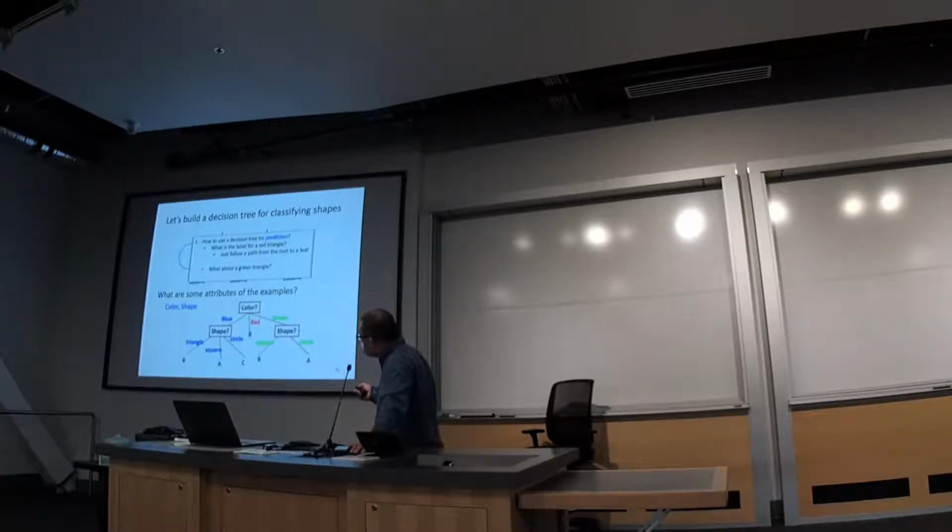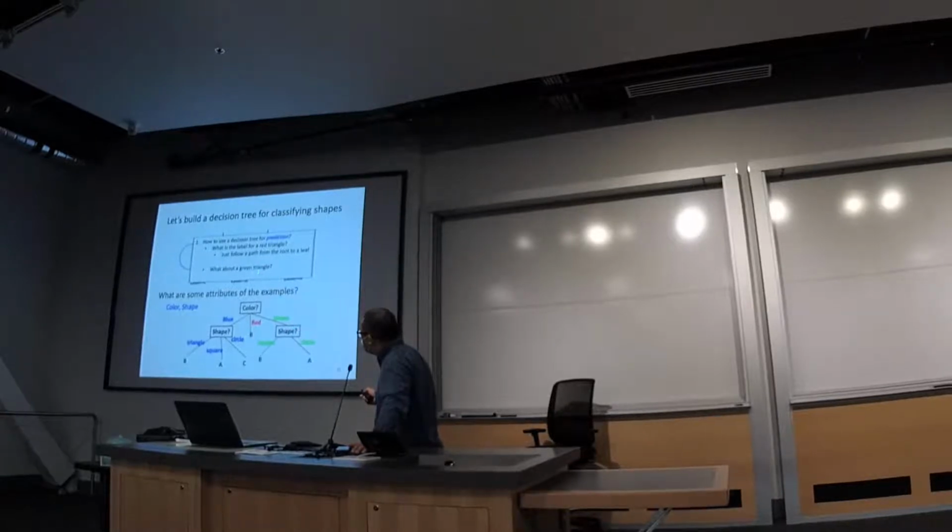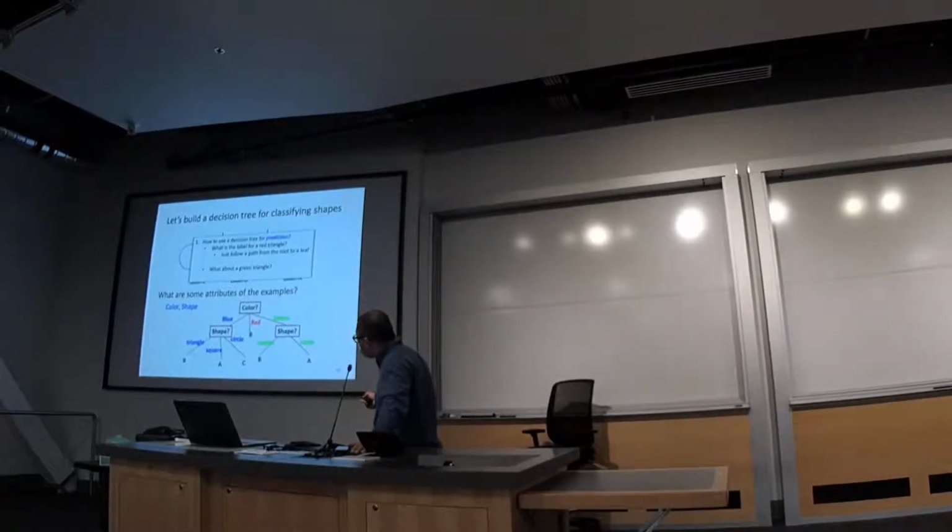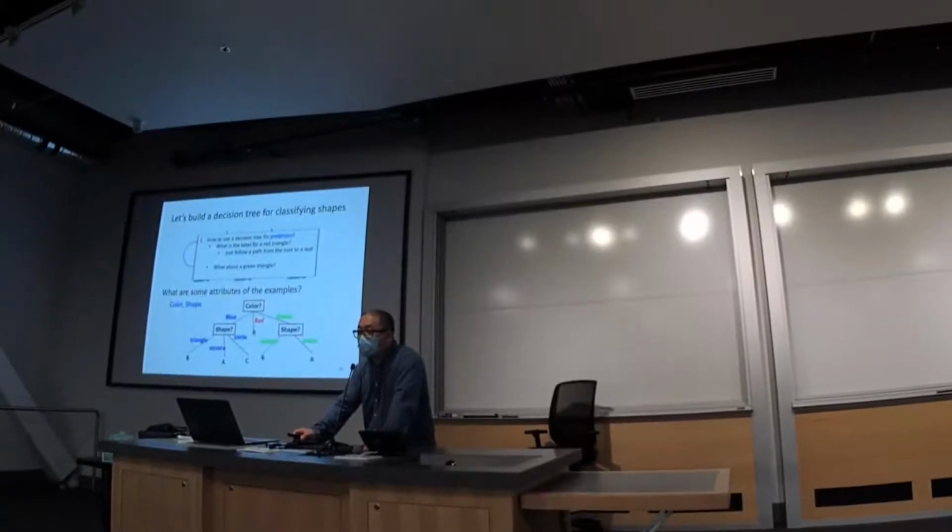First we test the color attribute on the root node. Because it's a green triangle, it follows this branch, right? And then we come to this node, and we test the shape attribute. But we find out the shape type is a triangle, which doesn't match any of the existing branches. That's a problem, right? That means I cannot give you a label for this green triangle, and that makes your decision tree much less useful, because I want to give you a label in whatever case.